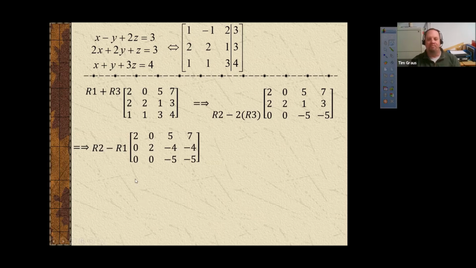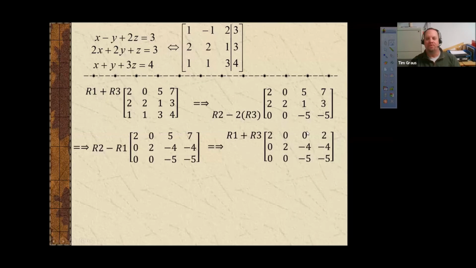My next step, I'm going to add row 1 plus row 3. And we get 2 plus 0 is 0. 0 plus 0 is 0. 5 minus 5 is 0. And 7 minus 5 is 2. So this new top row becomes 2, 0, 0, 2.